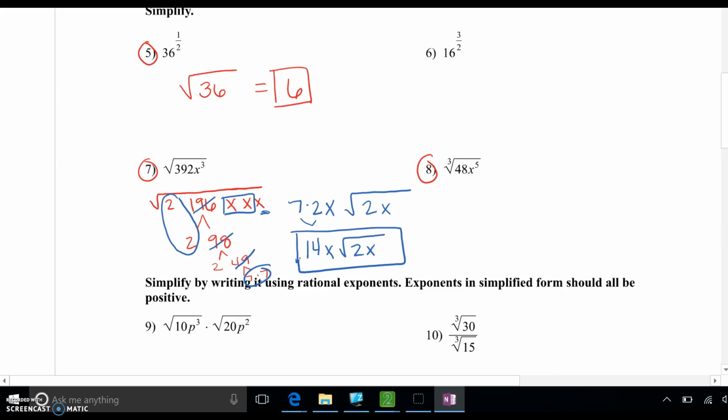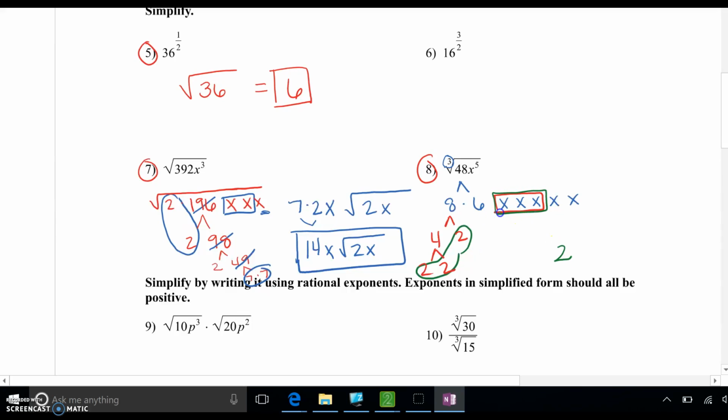Okay, so for number 8, we're looking for groups of 3. And if I break that down, 48, I will have 8 and 6, and then x, x, x, x, x, right? 5 x's. Okay, if I group those together, I have one group of 3. And if I continue to break 8 down, I have 4 and 2, and then 2 and 2. So if I'm grouping, I have a group of 3 here, so I know I'm going to have a 2 on the outside for sure.